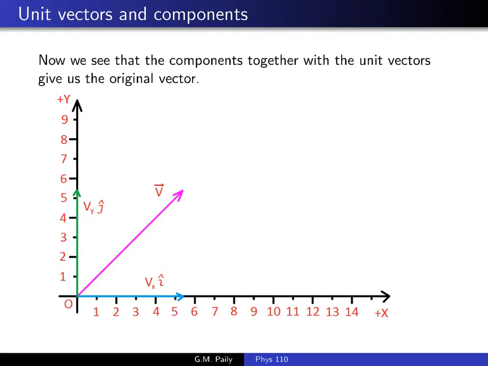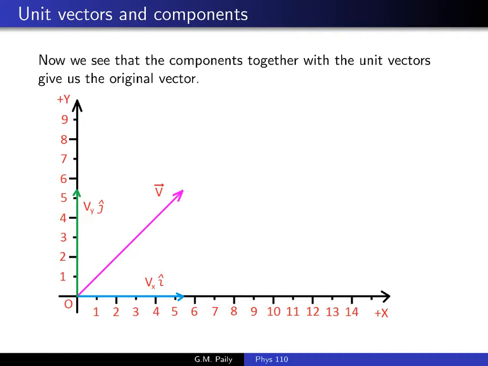So we can see that putting together both components and unit vectors, Vx i hat, Vy j hat, putting that together gives you this vector. Putting that together gives you this vector, and putting both of those together would give you this, the total vector V, which in this case is in the xy plane.